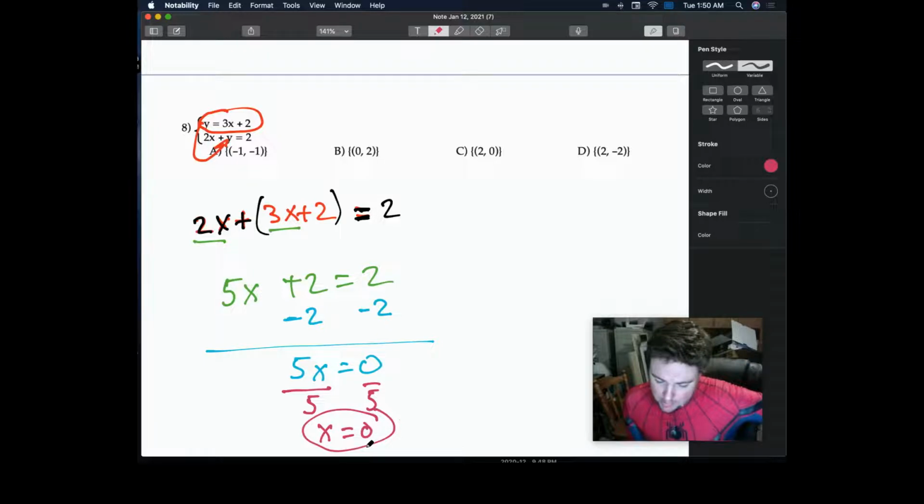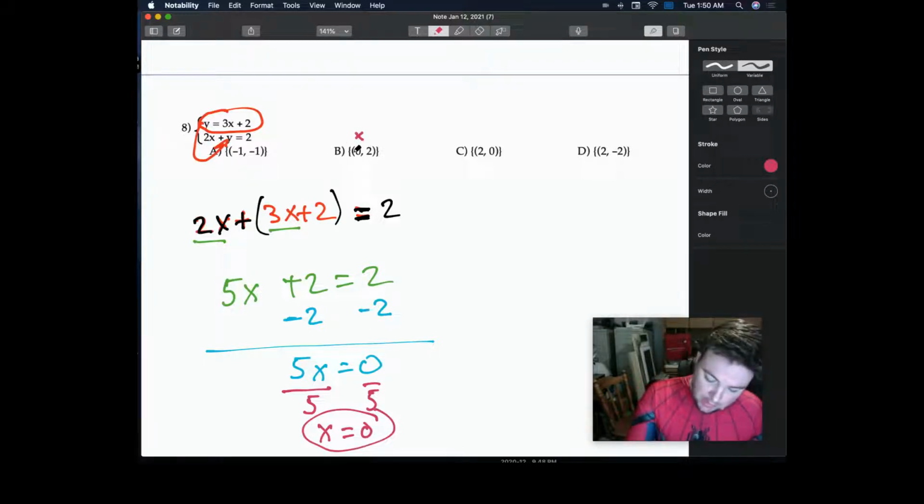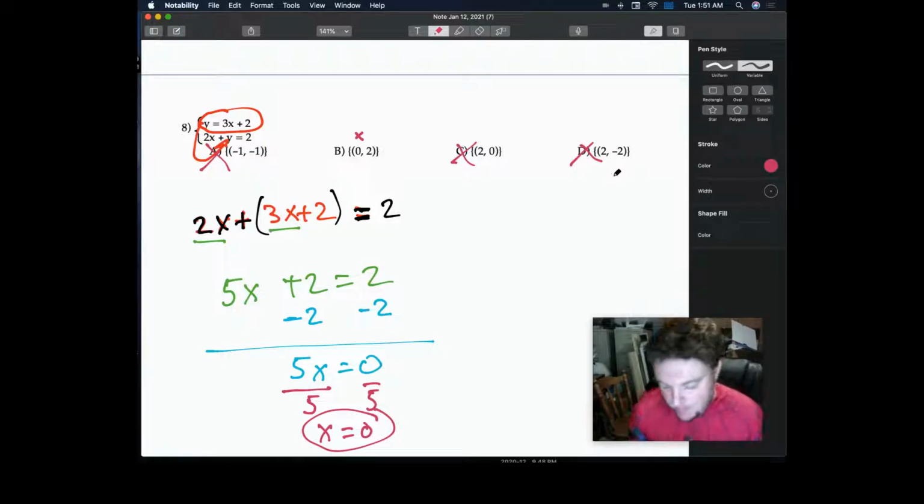Cool beans. Now, one thing you can notice is that based upon the work we've done thus far, the only answer choice that makes sense is B, because the x value is 0. But should I just say, hey, that's my answer, I can stop here?